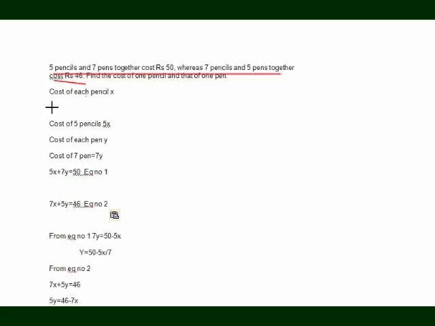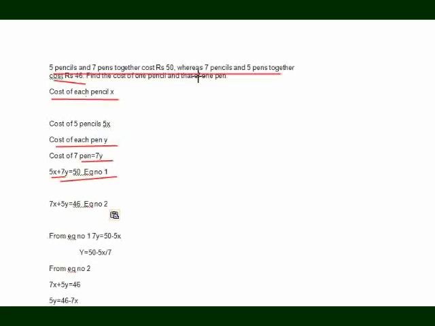So we assume that the cost of each pencil is x and the cost of each pen is y. What will be the cost of 5 pencils? It will be 5 into x, that is 5x. And what will be the cost of 7 pens? It will be 7 into y, that is 7y. According to the first condition, the total cost of 5 pencils and 7 pens together is rupees 50. So 5x plus 7y is equal to 50. This is equation number 1.